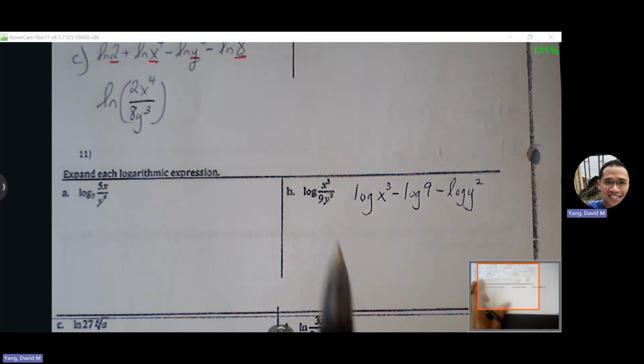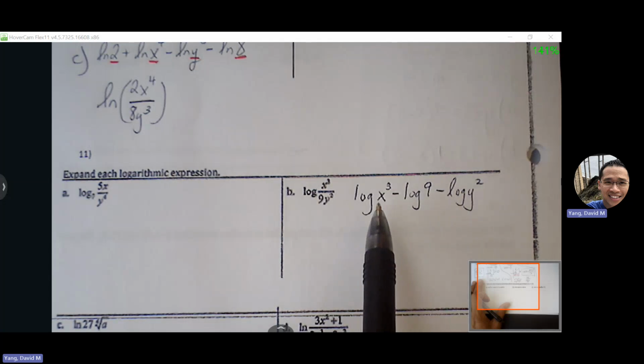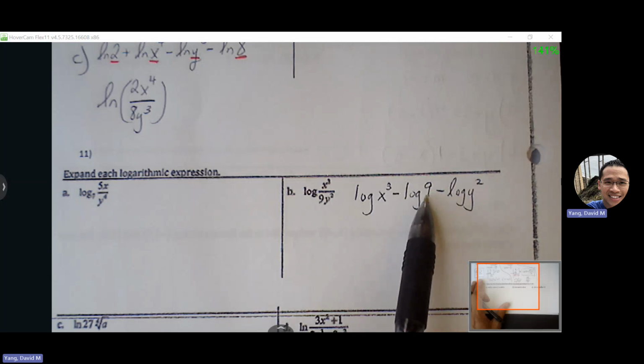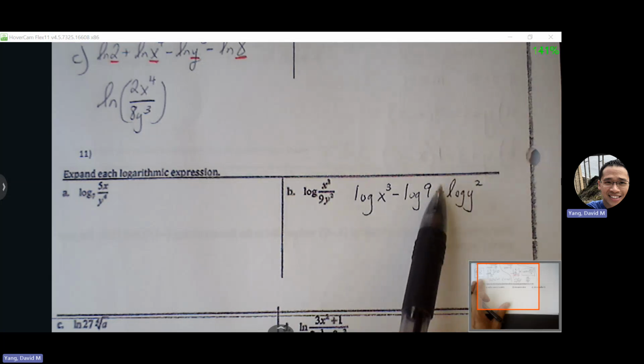And then when we expand, we also want to push all the exponents down. So the 3, we also want to push it down in front as a coefficient. The 9, there's nothing here, we leave alone. And here the 2 we can bring down.